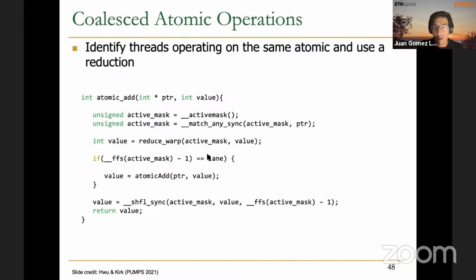Then it compares it to the lane, the actual lane of the actual thread that is executing this code, and if you are that one, you will execute the atomic addition, and this returns a value, and this value can be later shared with the rest of the threads in the warp by using this shuffle sync instruction that we already know. This is just, as I said, one extra optimization that you can apply to your atomic operations, and it could be potentially applicable to the histogram computation as well.